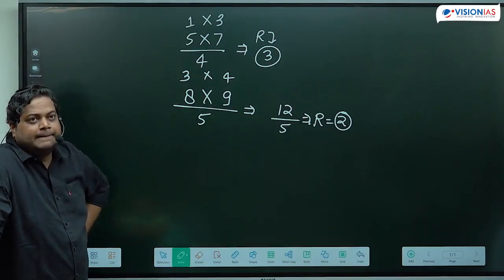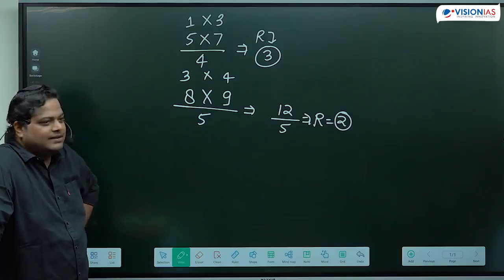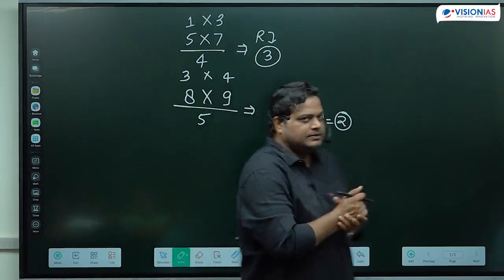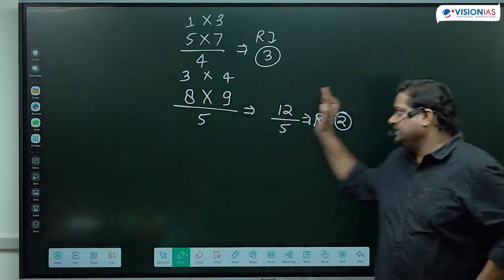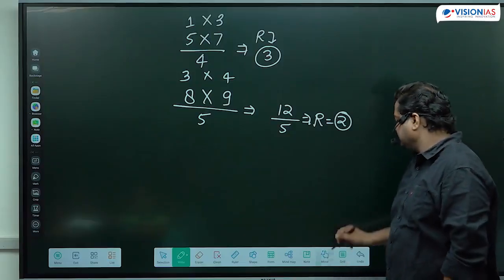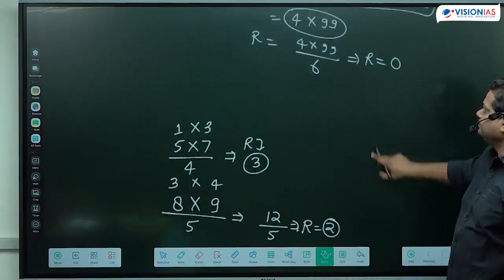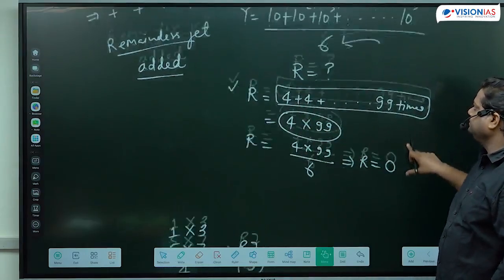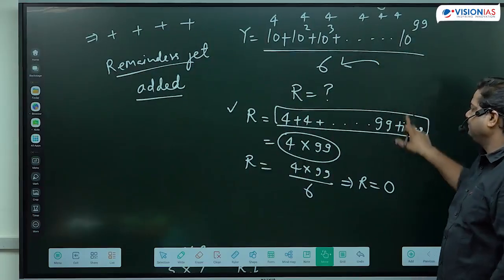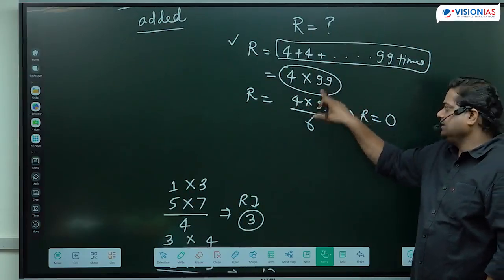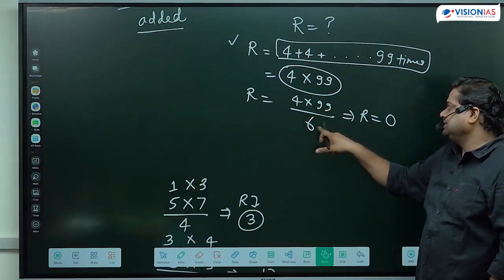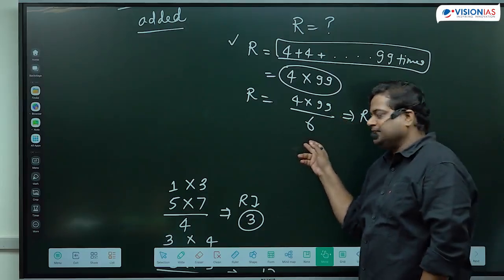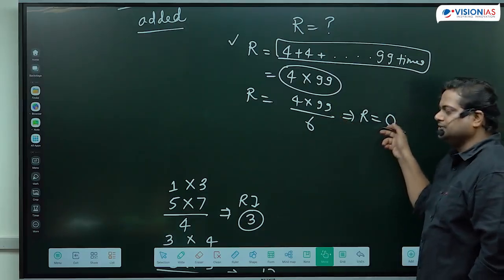जीरो कैसे आया था लास्ट क्वेश्चन में? जो सम आया था, what sum we had calculated in the previous question. This sum is coming 4 plus 4 plus 4, 99 times. 4 into 99. 4 into 99 को we divide by 6, तो ये कैंसिल आउट हो जा रहा है. 2 से जा रहा है, देन 3 से जा रहा है. That means we are getting remainder 0.